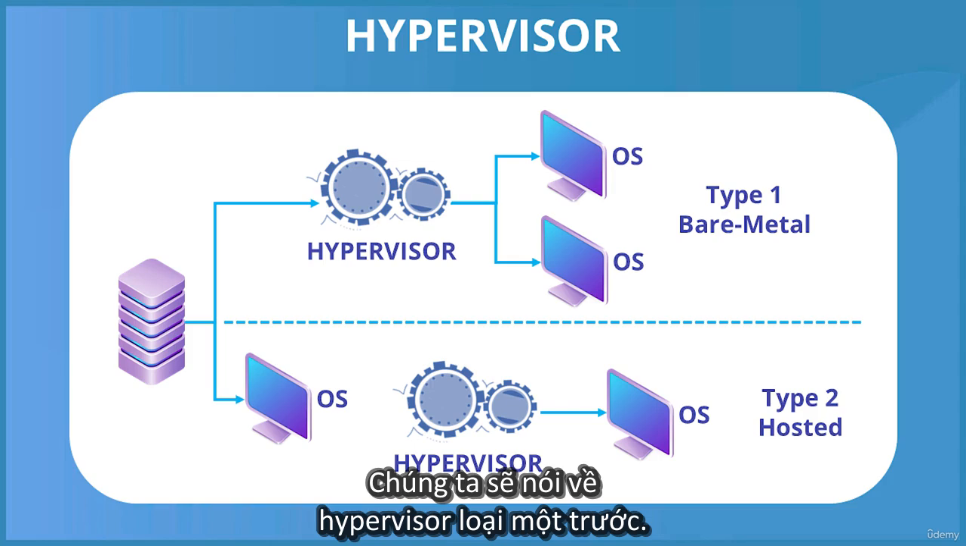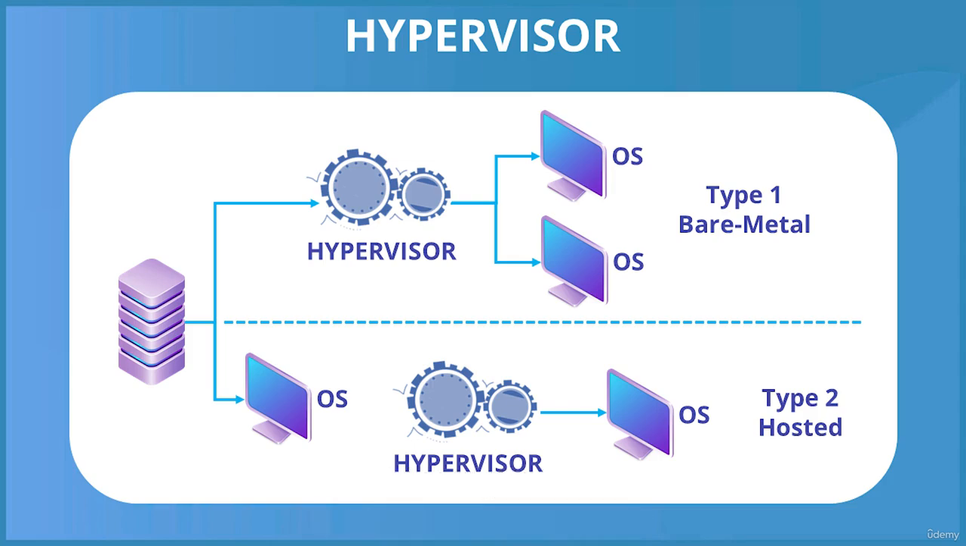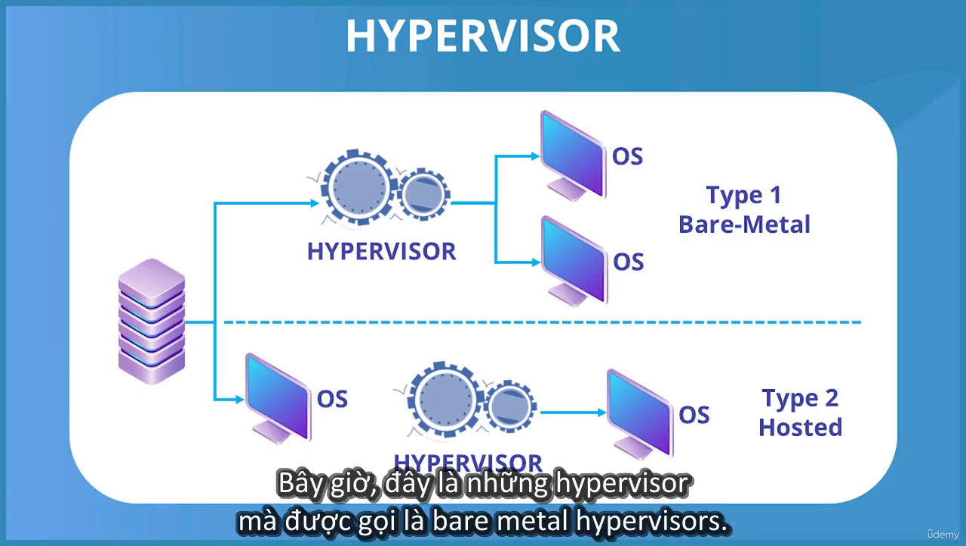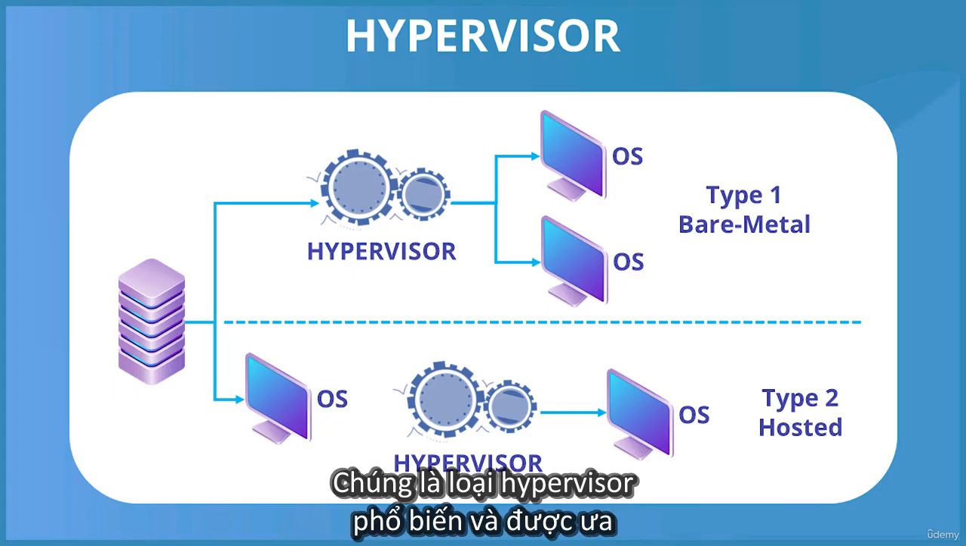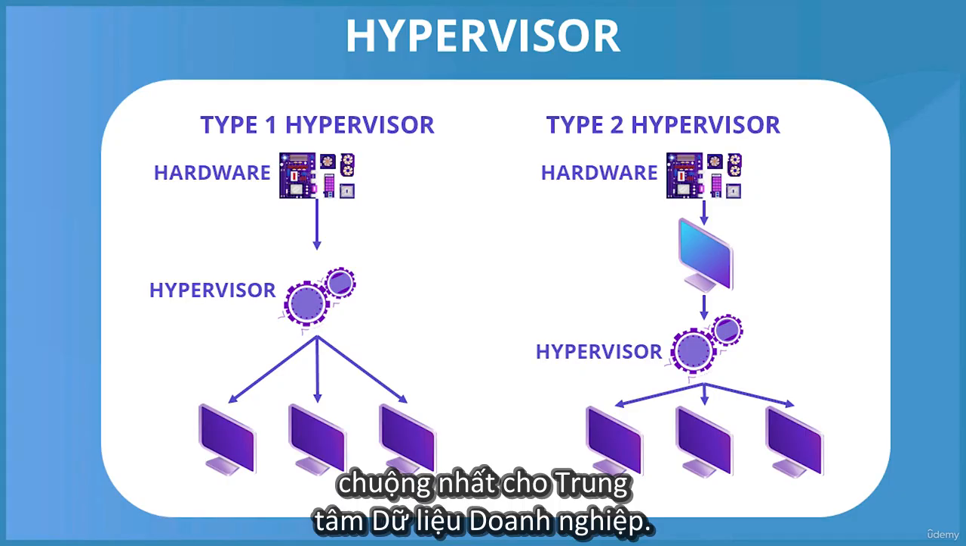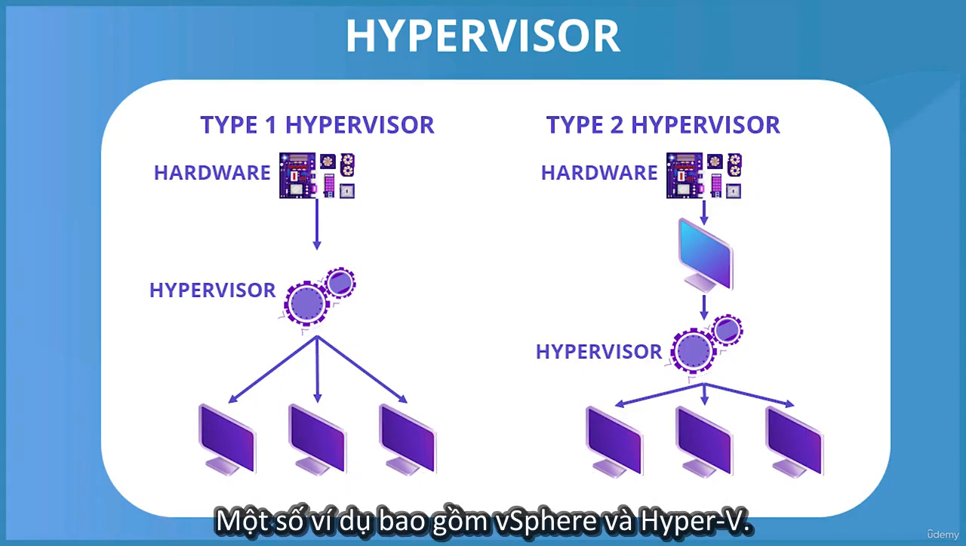We'll talk about Type 1 first. Type 1 hypervisors are deployed directly atop the system's hardware without any underlying OSs or any other software. Now, these are the ones that are called bare metal hypervisors. They are the most common and most popular type of hypervisor for the enterprise data center. Some examples would include vSphere and Hyper-V.